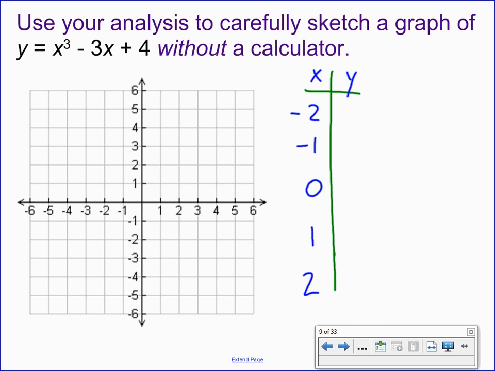Okay, here we go. -2 in for x in my original. -2 cubed is -8. Plus 6 is -2. Plus 4 is 2. I'm getting -2, 2. Check and make sure we're doing this non-calculator. We're staying strong till the end. -1 in for x is -1. Plus 3 is 2. Plus 4 is 6. 0 in for x is paired with the y value output of 4. 1 in for x, 1 cubed is 1 minus 3 is -2 plus 4 is 2. And lastly, 2 cubed is 8 minus 6 is 2 plus 4 is 6.